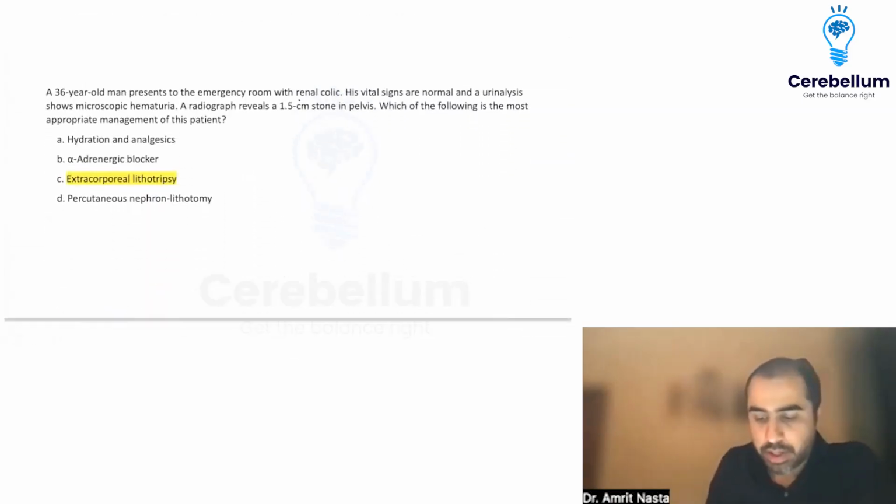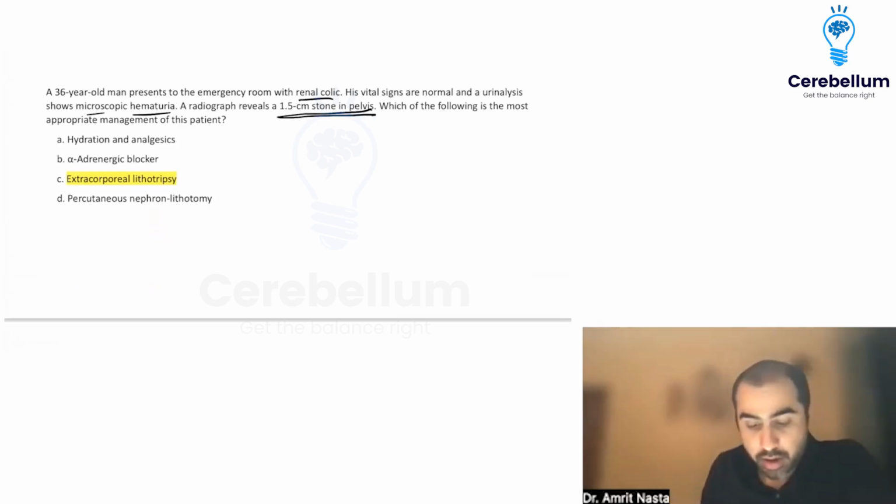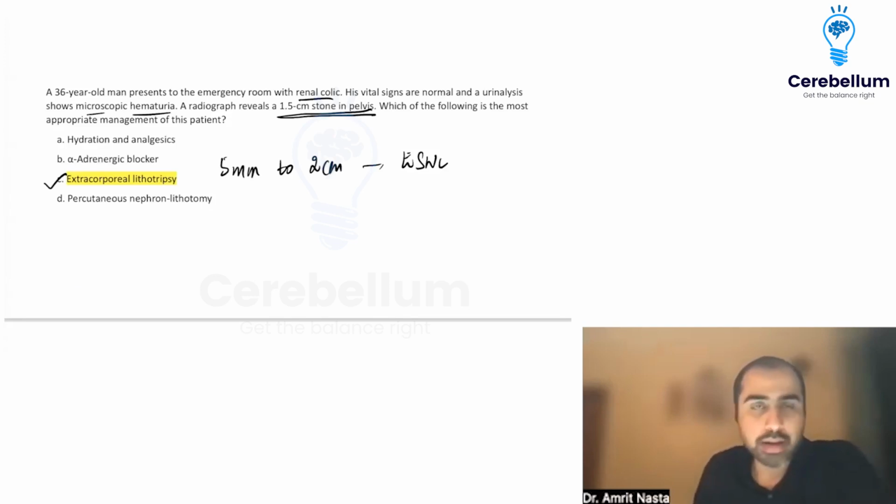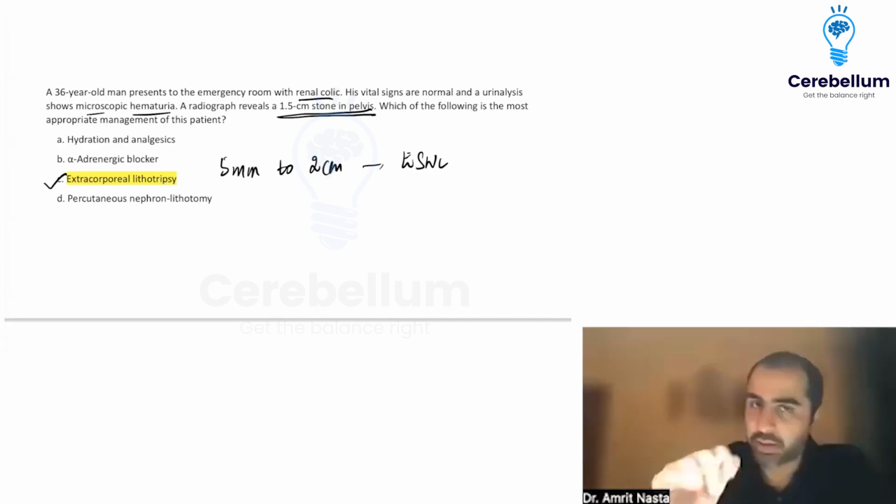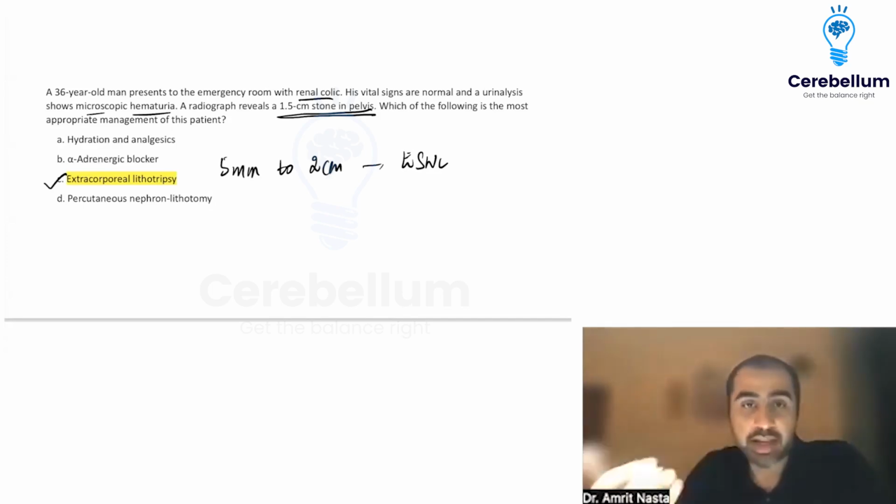Patient presents with renal colic. Urine analysis shows hematuria. There is a 1.5 centimeter stone in the renal pelvis. What is the most appropriate management? This will be lithotripsy. So 5 millimeter to 1 to 2 centimeter stone, ESWL, unless it's a hard stone or a lower calyceal stone. Here it is in the pelvis, it's not in the calyces. If anything else, PCNL.